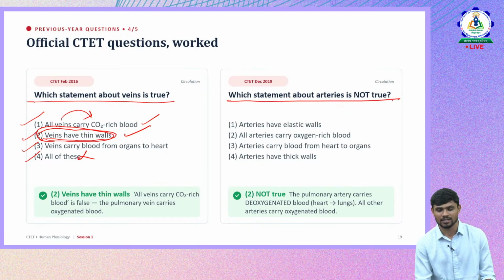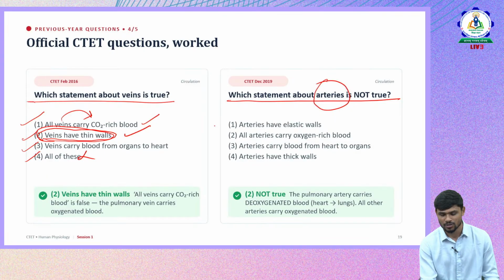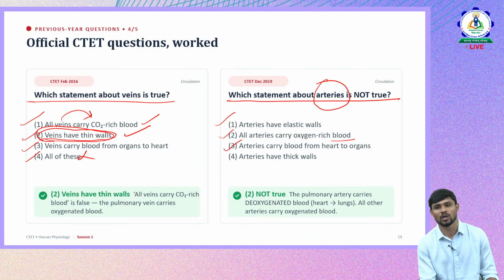Which statement about arteries is not true? They are asking which is not true about arteries. We discussed that almost all the arteries carry oxygenated blood, but there is one exception, that the pulmonary artery carries deoxygenated blood. So let us see the options now. Is it arteries have elastic walls? Option 2, all arteries carry oxygen rich blood. Option 3, arteries carry blood from heart to organs. Option 4, arteries have thick walls. The answer is the second one.